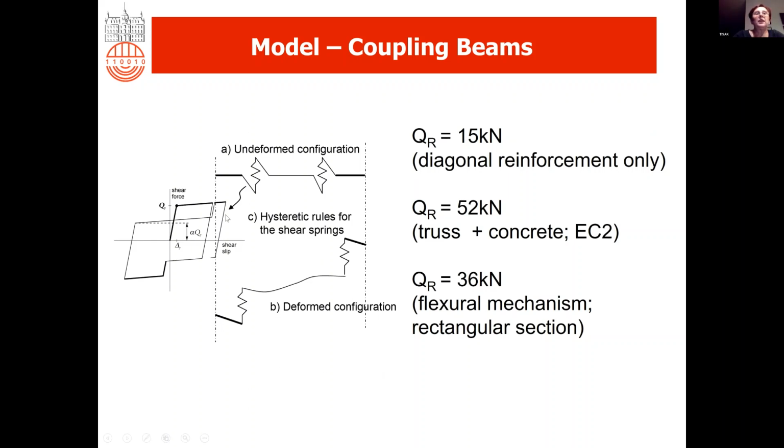The model of the coupling beams was, as I showed, the horizontal springs in MVLEM. It can be used also for other purposes. Different kinds of failures were considered when the strength of the coupling beams was defined: diagonal reinforcement, then the standard truss model for the shear in concrete, then the strength defined by the failure mechanism, and the minimum was taken into account.